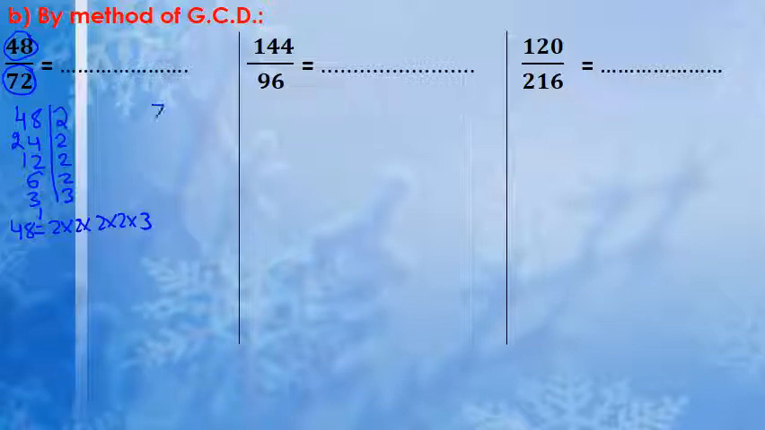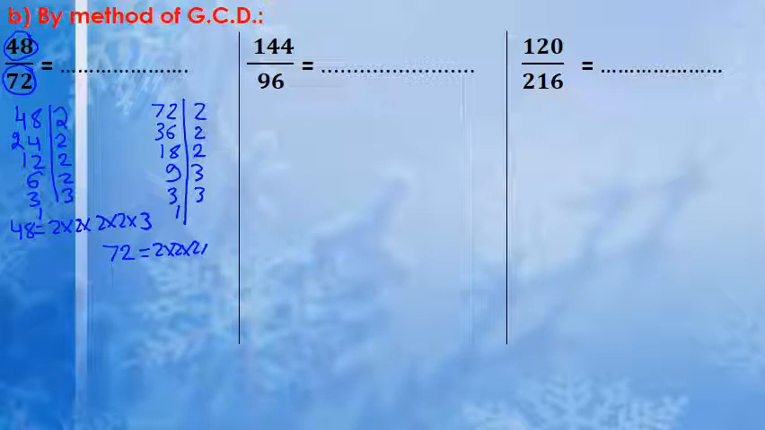Now the prime factors of 72. By 2, it is 36. By 2, it's 18. If we divide by 2, it gives us 9, by 3 is 3, by 3 is 1. So the prime factors of 72 are 2 times 2 times 2 times 3 times 3.